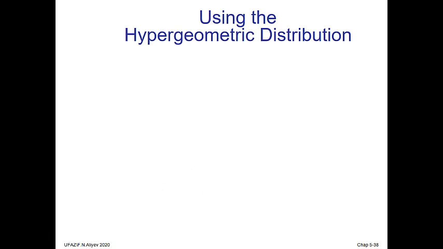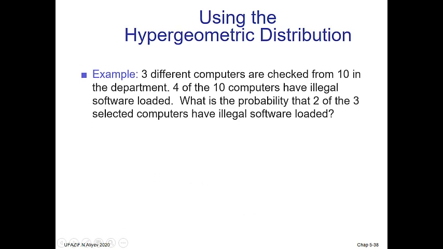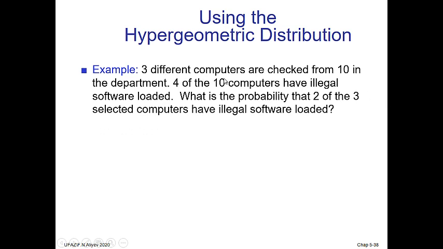Now let's consider one example about hypergeometric distribution. Suppose that 3 different computers are checked from 10. 4 of 10 computers in this department have illegal software loaded. What is the probability that 2 of 3 selected computers have illegal software loaded? Here 10 represents the number of all computers. That's why capital N, the population, equals 10.